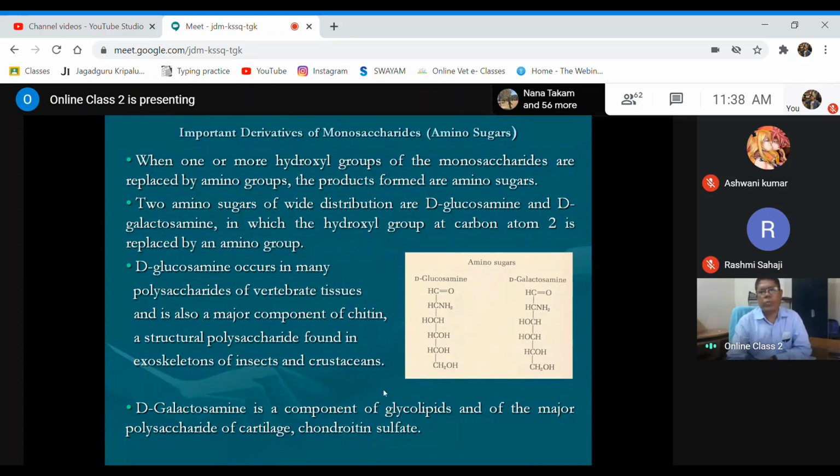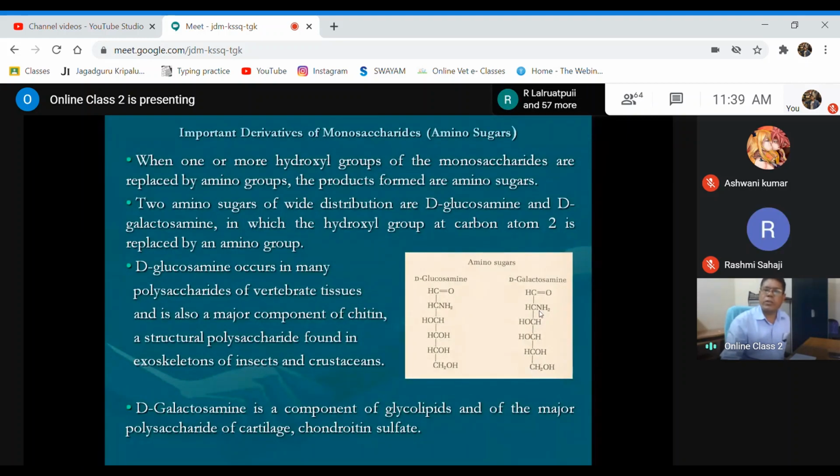So if you see here, at carbon number 2 the amino group, the NH2 group, is present in place of the OH group. That means the OH group has been replaced by this amino group. If it were an OH group, it would be glucose. Now since the OH group attached to carbon number 2 is replaced, it is called glucosamine. Now if you see here, if instead of the NH2 group it were an OH group, this would be galactose.